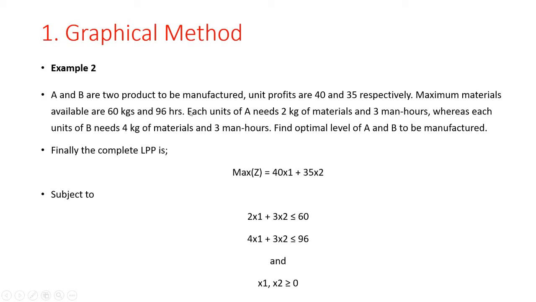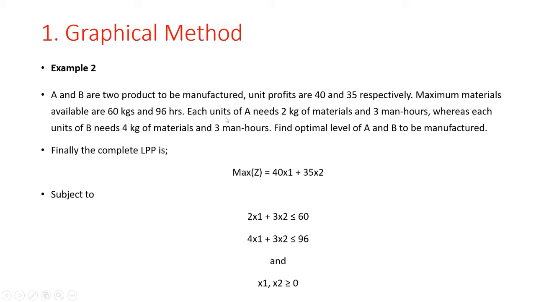Our objective is to maximize profit, given the materials available of 60 kgs and 96 hours. There are unit profits, so we require the maximum profit for 40 and 35 respectively. So this is our objective function: max z equal to 40x1 plus 35x2, subject to the maximum materials available of 60 kgs and 96 hours.